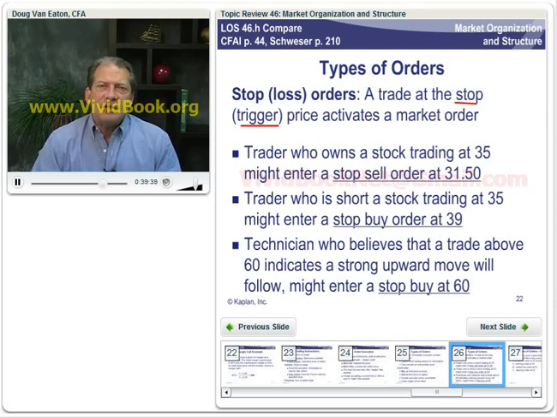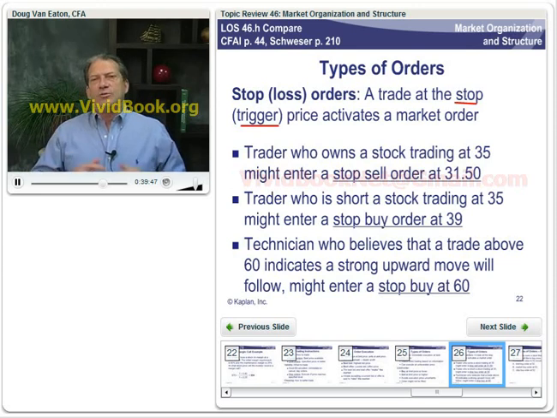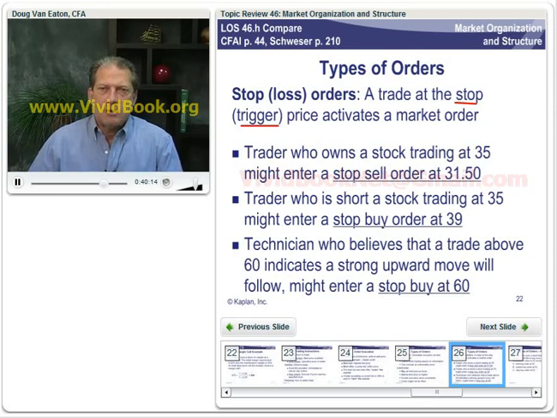So now a technician, a technical analyst who believes that a trade above 60 indicates a strong upward move, right? When we talk about technical analysis, sometimes we talk about support and resistance, and if resistance is at 59 and a half, trading through 60 is going to tell this technician that, hey, I think this thing is going to run upward. Then a technician who has no position in the stock could put in a stop buy order at 60 and say, well, if this stock trades at 60, I want to own it. If it doesn't trade that high, I don't want to own it. So that would be another use of a stop order.